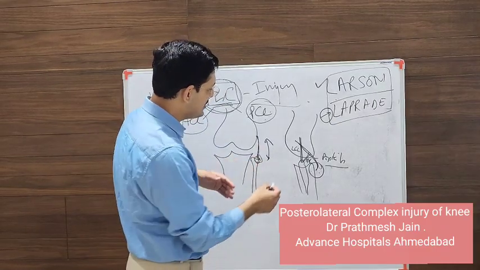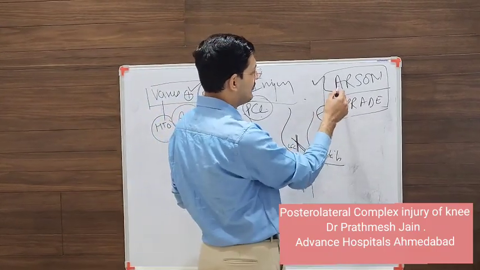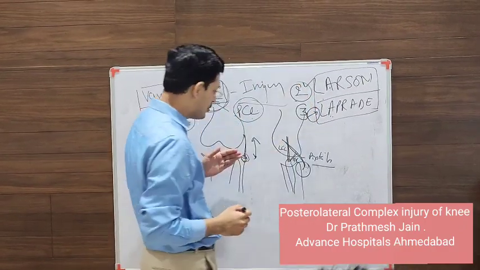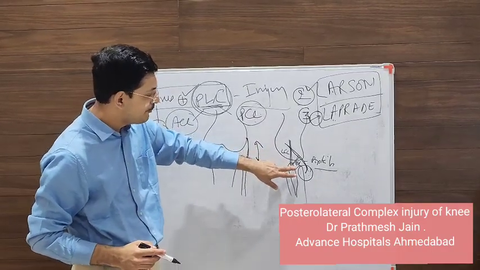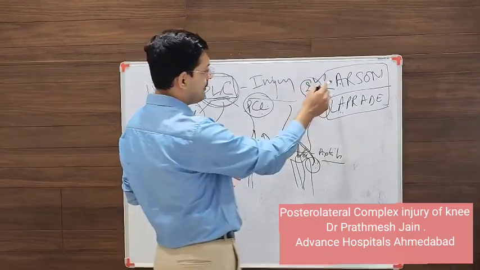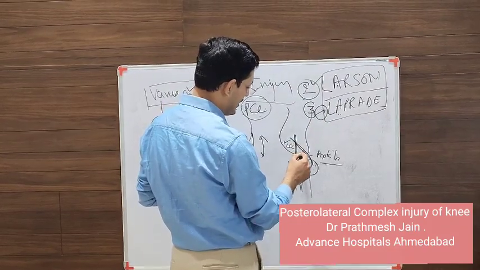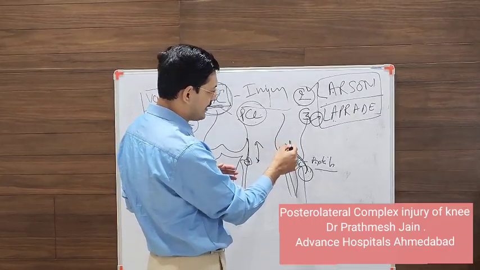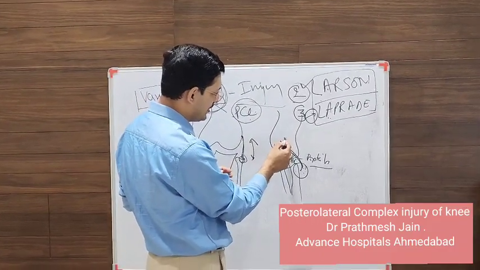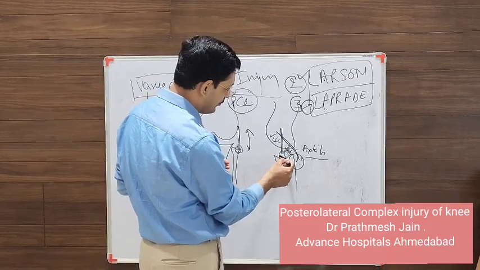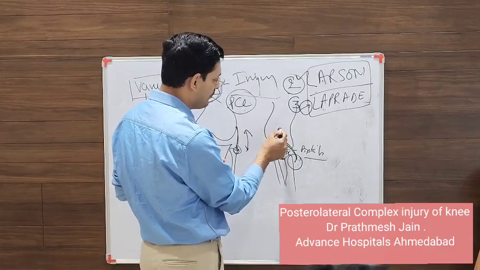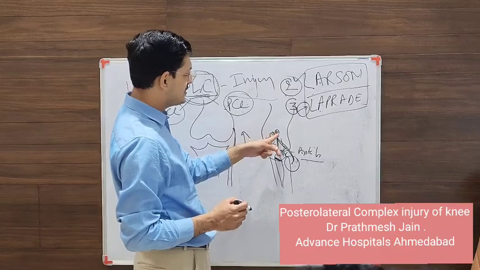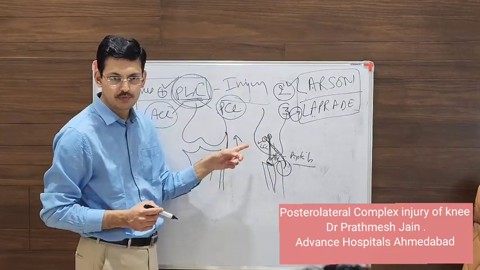So what we do in Larsen is it's basically two-tailed. Larsen and LaPrade, what is the difference? Larsen is two-tailed and LaPrade is three-tailed. As I told you, there are three structures: LCL, popliteofibular ligament, and popliteus. Larsen will reconstruct the LCL part and the popliteofibular ligament. So what you do is you make a graft. You pass it from the femur to a tunnel in the fibula and then over itself on the same hole, or you can make an anterior hole. That is up to you.